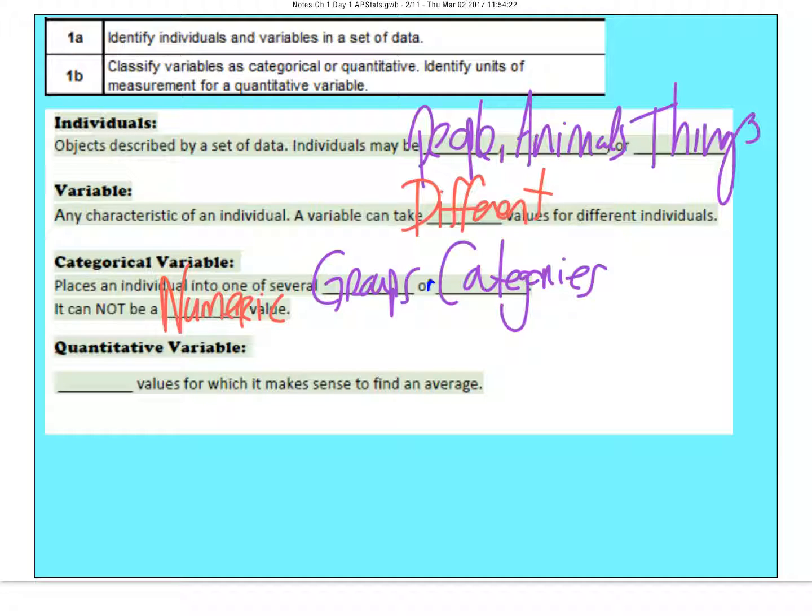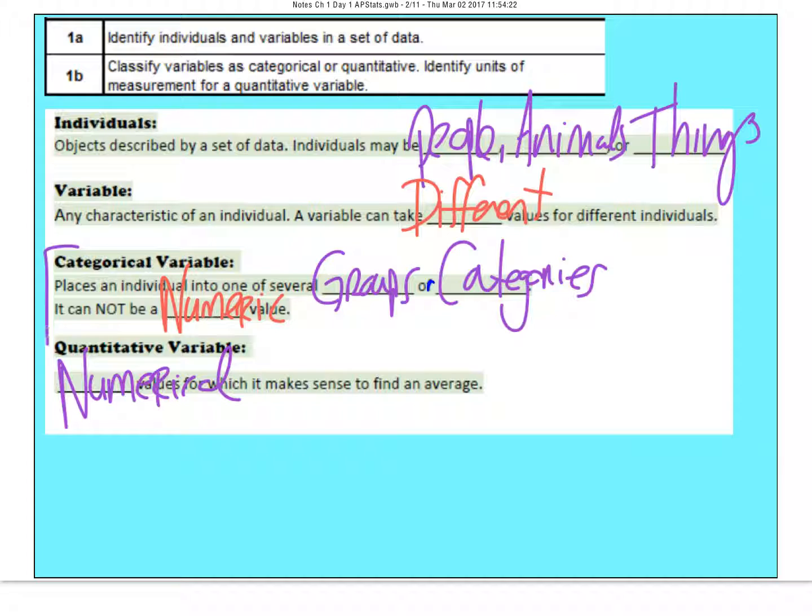A quantitative variable, then, is a numerical value. It makes sense to find an average for those. So a good example of something might be someone would say, what is your height? You might say 5 feet 10 inches, 6 feet 2 inches. That data could be taken and crunched together, and an average could be computed.